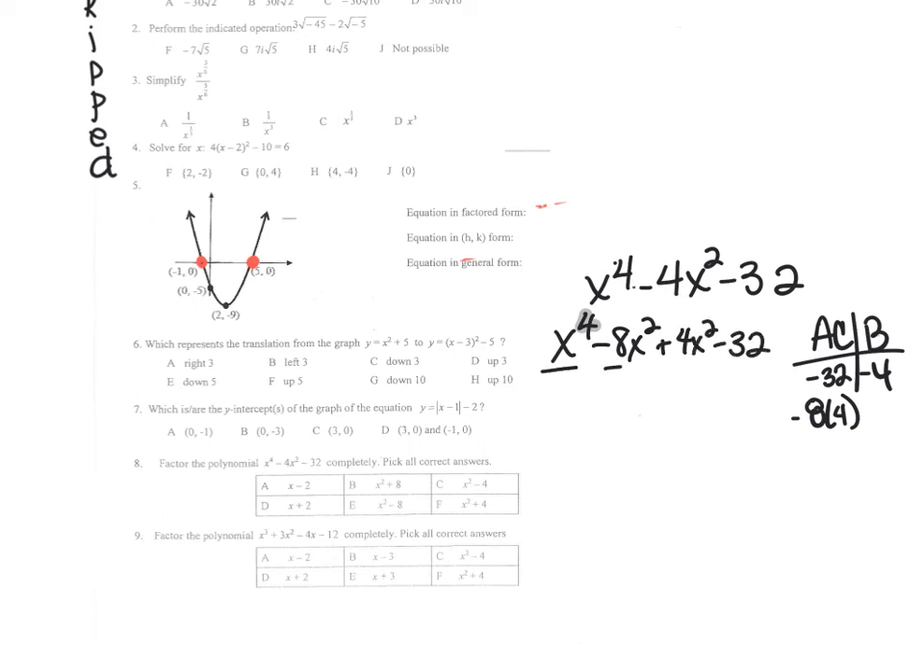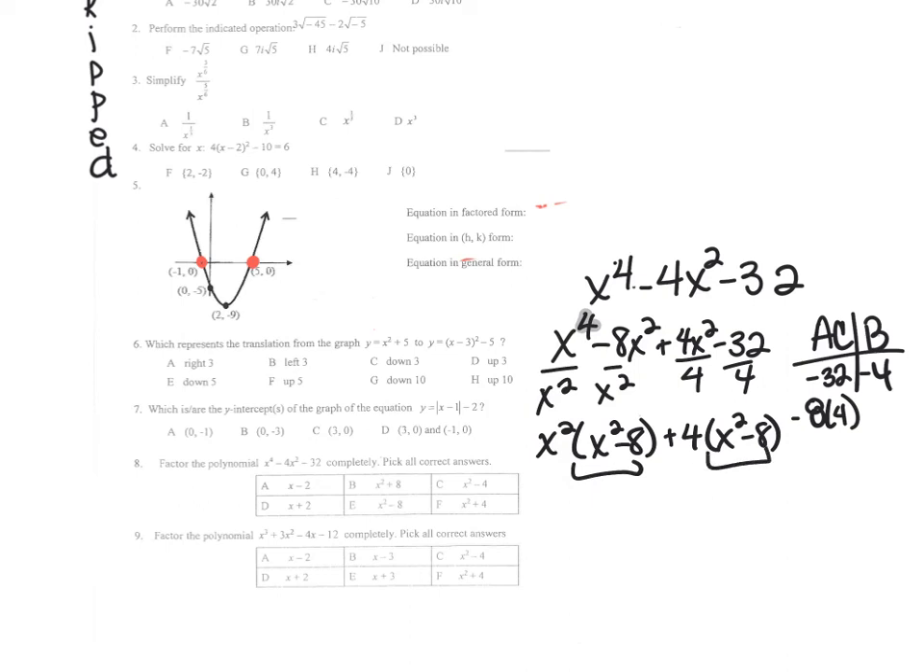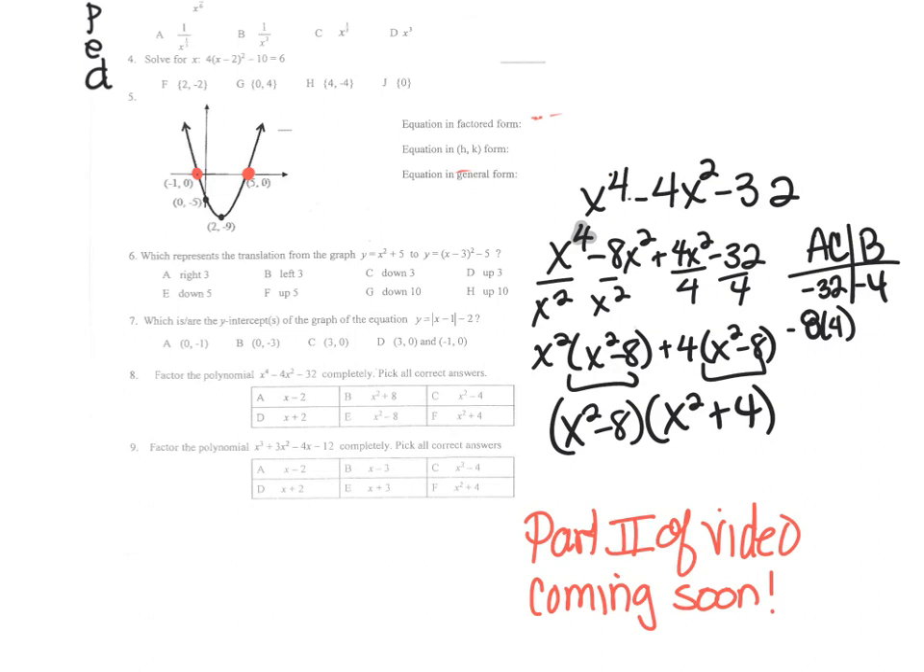What do we have in common here? x squared, so that's my new GCF. I bring it out, and what do I have left? x squared minus 8. Here, GCF is 4, so I'm going to bring out a 4, and what do I have left? x squared minus 8. All right, so we have an x squared minus 8 and an x squared minus 8. We can scratch it out if we like. We'll write x squared minus 8 one time in one set of parentheses, and x squared plus 4 in the other.